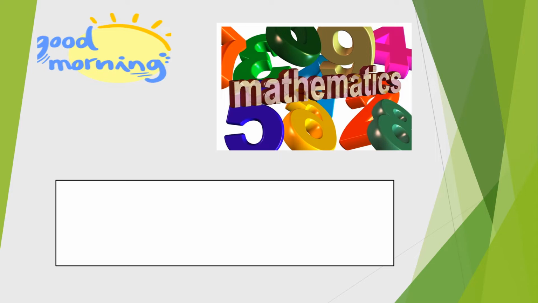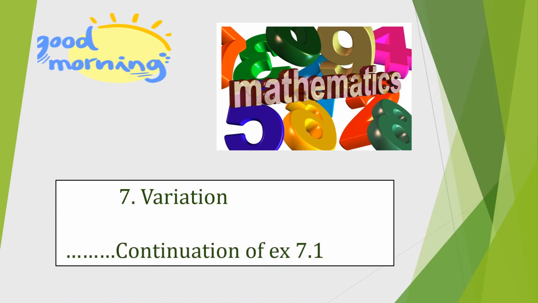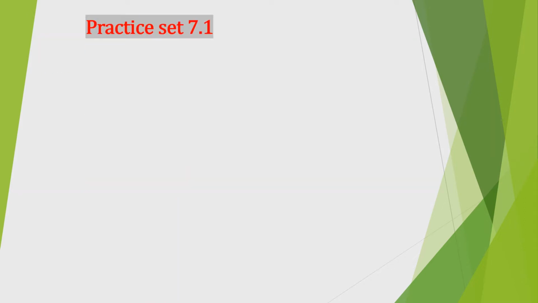Welcome to the mathematics subject. Today, we are going to start with the 7th chapter, Variation, and students, we are going to continue exercise 7.1. Yesterday, we have done till question number 3. Today, we are going to solve questions number 4, 5 and 6 based on direct variation. So we'll start with our practice set 7.1.